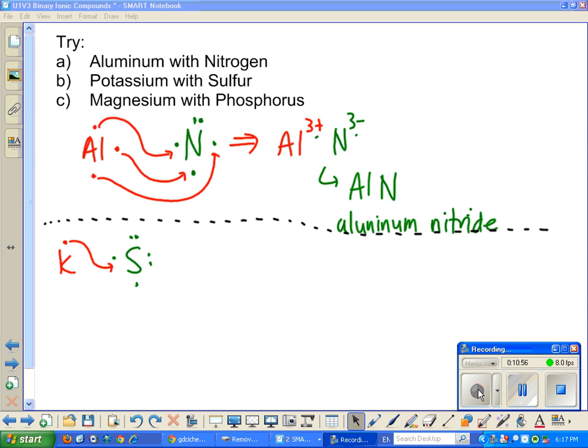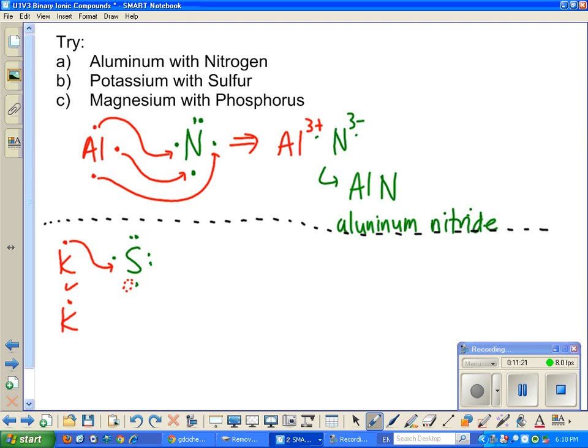Okay, setting up part B, you may end up with the same situation that I have here. You have potassium with its 1 valence electron, giving it to sulfur, and potassium ends up having a full outer shell, but sulfur doesn't. It still needs 1 more here. So the question becomes, where can that electron come from? Well, we can't just pull it out of thin air. What we can do is add another potassium to the mix because these things are not always happening just in a 1-to-1 ratio.